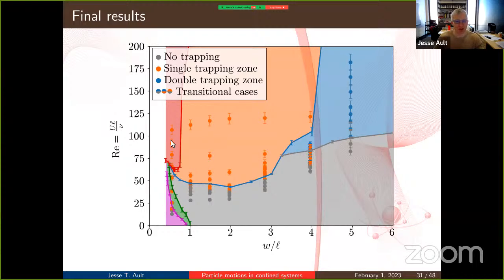So finally, we can compare the experimental results with the numerical results. These are a bit difficult to compare because, again, when you get near these transition points, it's not obvious if there's actually dye being trapped or not. And so you have to use some kind of visual criteria. Is it just a stagnation zone where the velocity is slow?